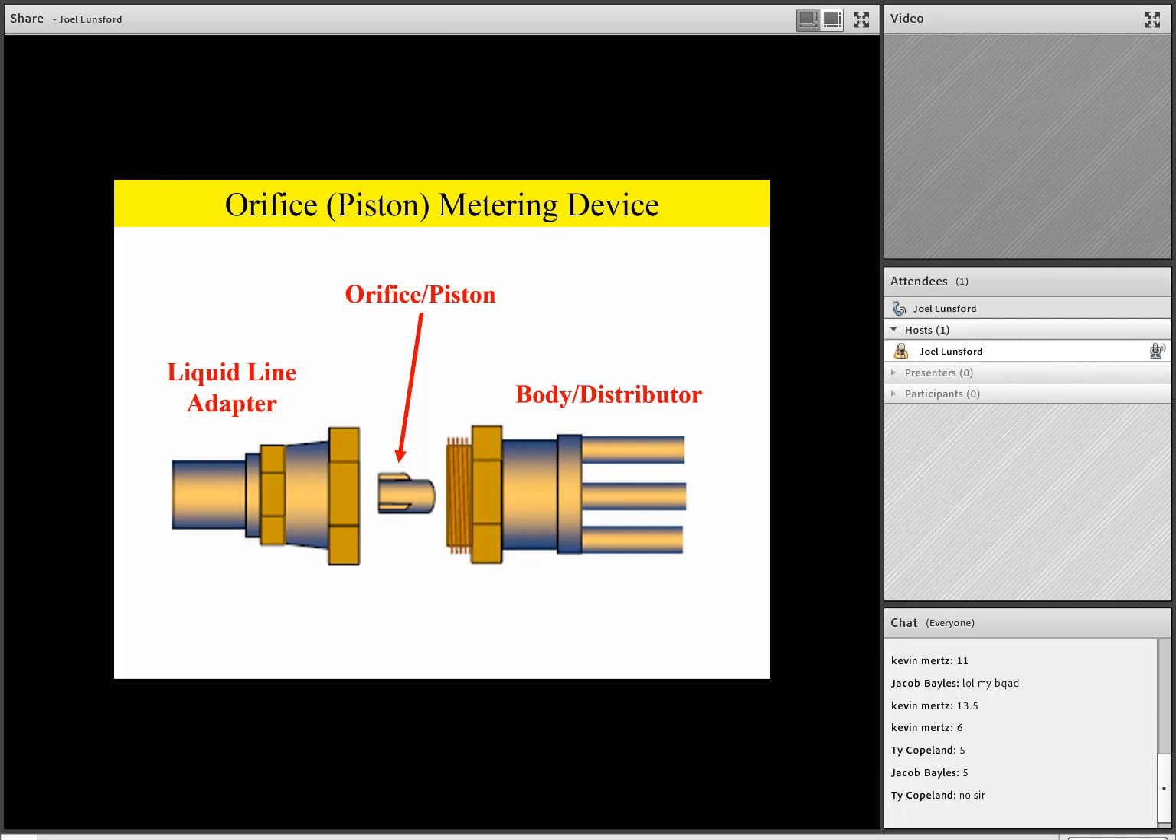Now, it should be noted that the orifice or the piston type of metering device is a type of metering device that's fixed. It does not move. It has a fixed orifice. And it should be noted that the proper way to charge a system with a piston or an orifice will be by way of a superheat charging chart, which we'll review shortly.